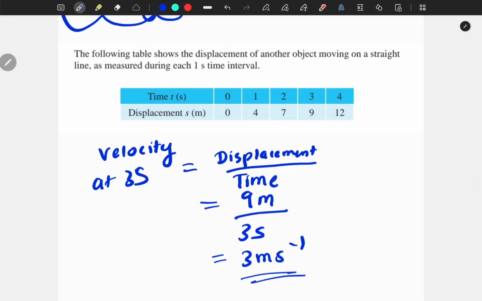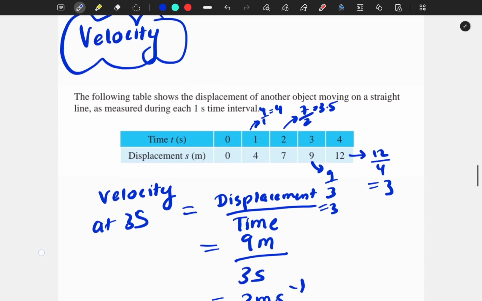So quickly we can go. 4 over 1 equals 4. Here 7 over 2 equals 3.5. 9 over 3 is 3 and here 12 over 4 is 3, right? Just to take an idea on what the velocity is in each case.